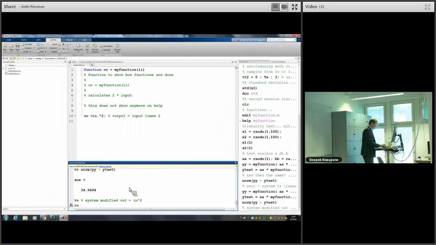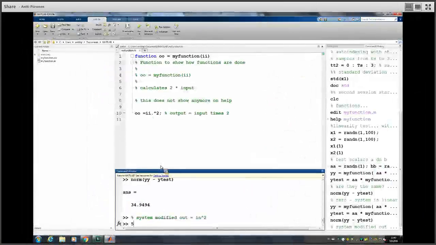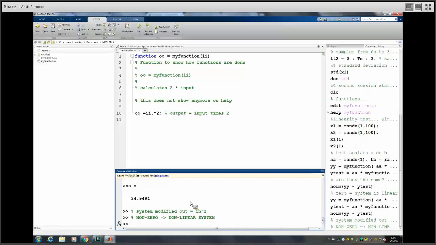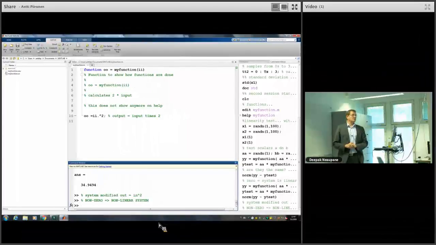Yeah. That was, oops, no, not 0, which means non-linear system. And caps lock is on. Okay, so that's the method for testing a system's linearity.